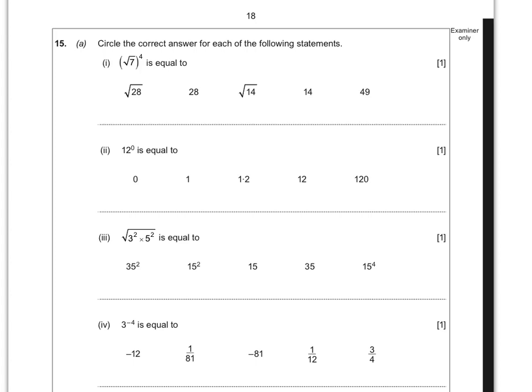Okay, for question 15, we need to use our knowledge of indices and powers and roots to work through these questions. We need to circle the correct answer for each of the following statements. So the first one is, the root of 7 raised to the power of 4 is equal to which one of these answers?